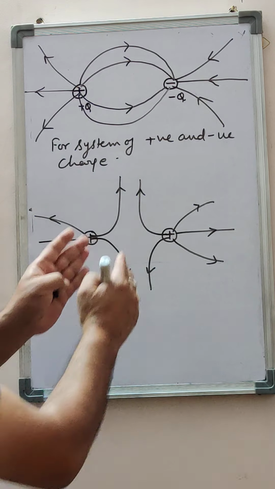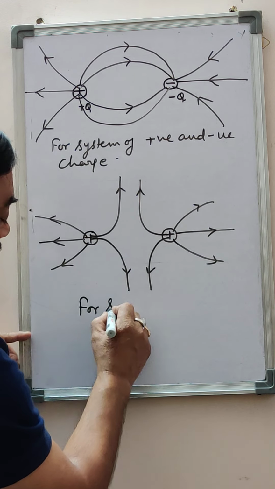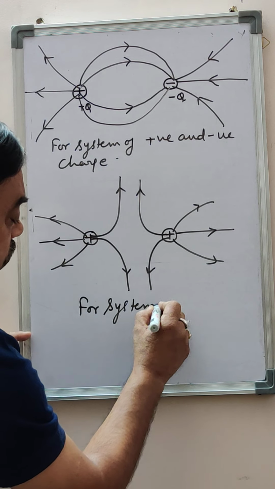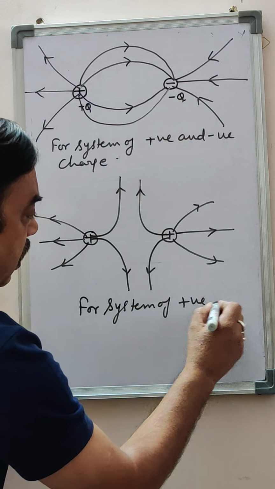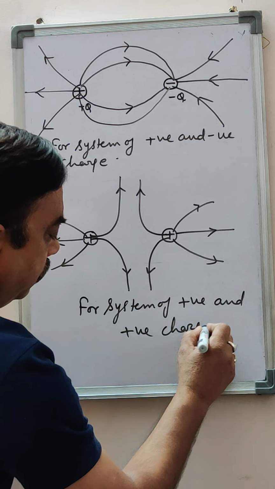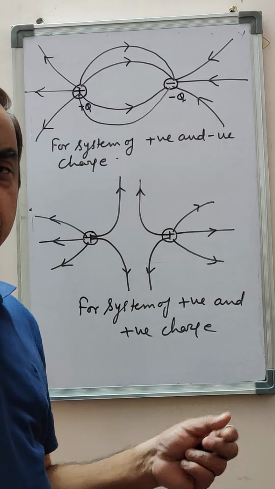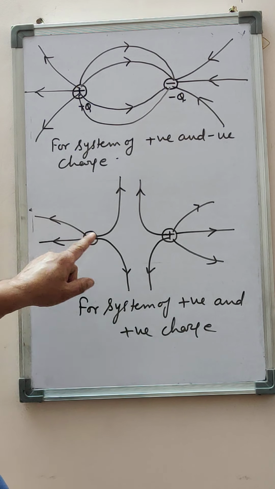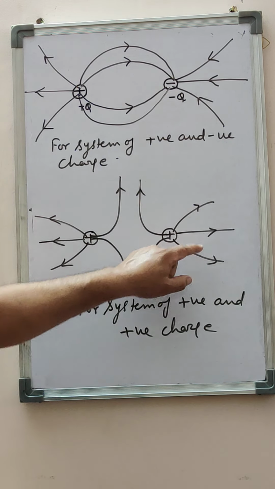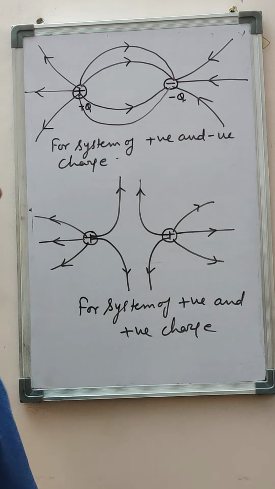These lines show that positive and positive will repel. This is for a system of positive and positive charge. If you have a system of negative and negative charge, then these arrows will be inward and the lines will remain in the same way, but the arrow will be inward.